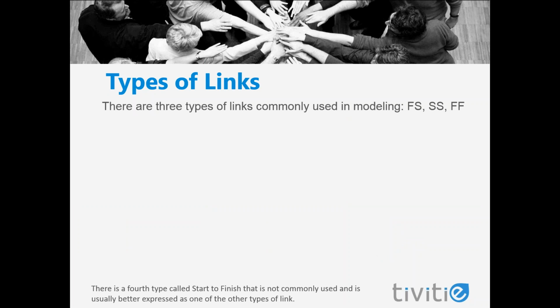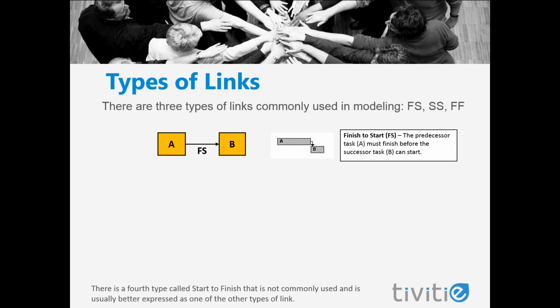There are three commonly used types of links: finish to start, start to start, and finish to finish. There's also a fourth kind that is not commonly used and typically not recommended that is called start to finish. For finish to start links, the predecessor must finish before the successor can start, or you can think of it as the successor cannot start until the predecessor finishes. This means that the earliest the successor can start is immediately following when the predecessor finishes.